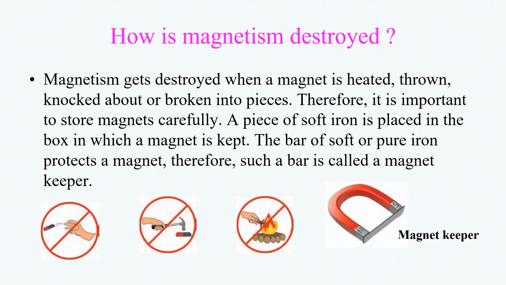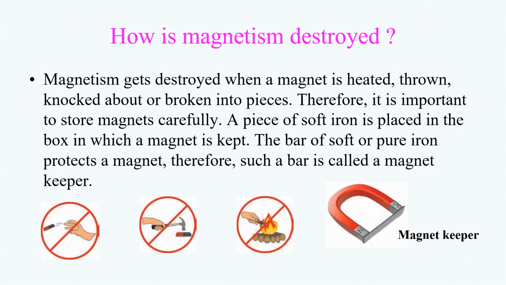How is magnetism destroyed? Now remember, magnets are very important, and if magnets are not used properly, then the magnetism can get destroyed, meaning its magnetic property can be lost. Magnetism gets destroyed when a magnet is heated. If a magnet is heated or thrown hard, knocked about or broken into pieces, it will lose its magnetism.